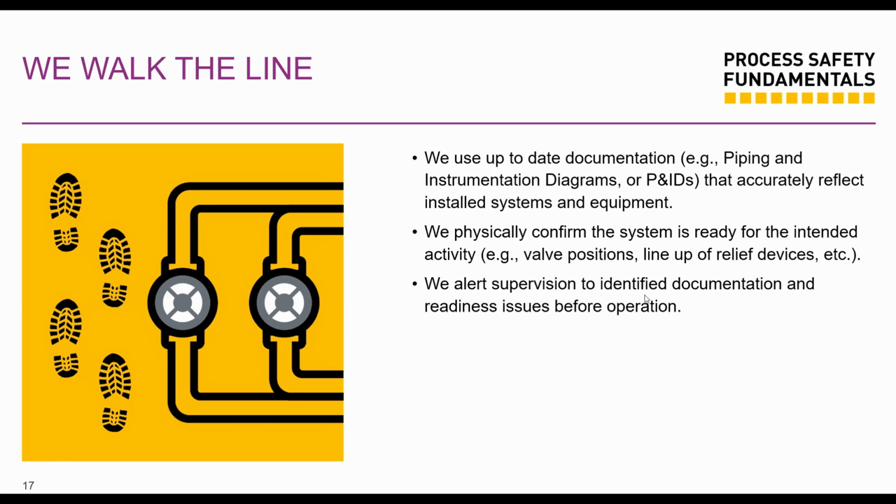Alert supervision to identify documentation and readiness. So you see something wrong with your P&IDs or your cause and effects matrix, and you alert your supervisors that, hey, this is wrong and we need to change this. There should be a system that ensures escalation of whatever frontline workers see. And a couple of examples here are, a blind. You want to start a line, or you want to start flowing through a line, and there was a blind flange.